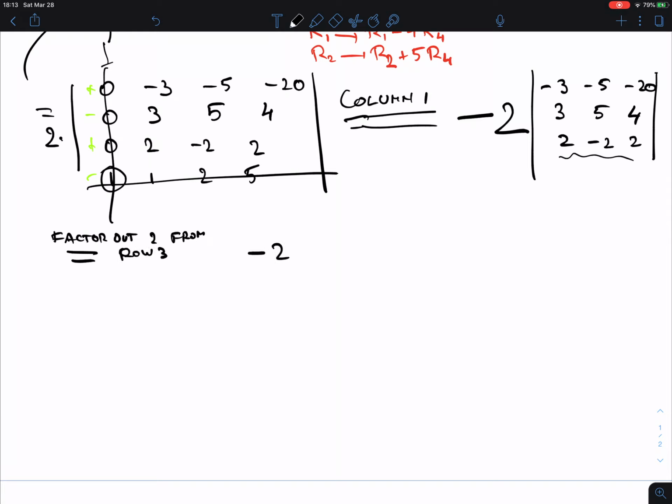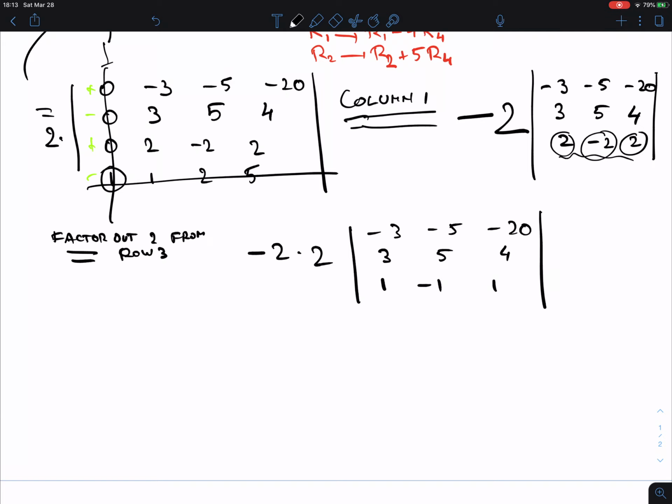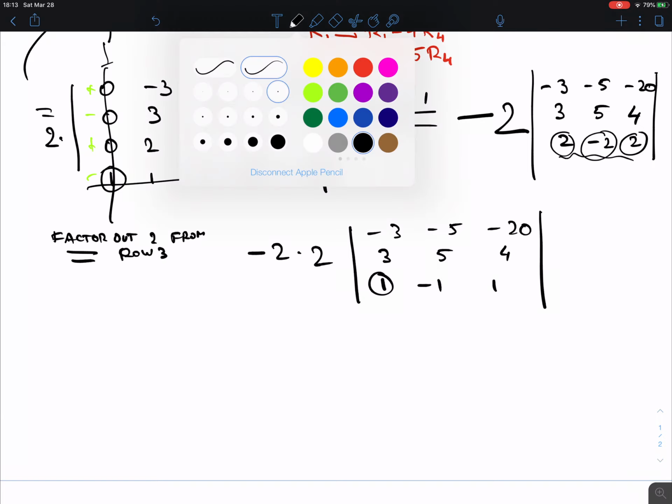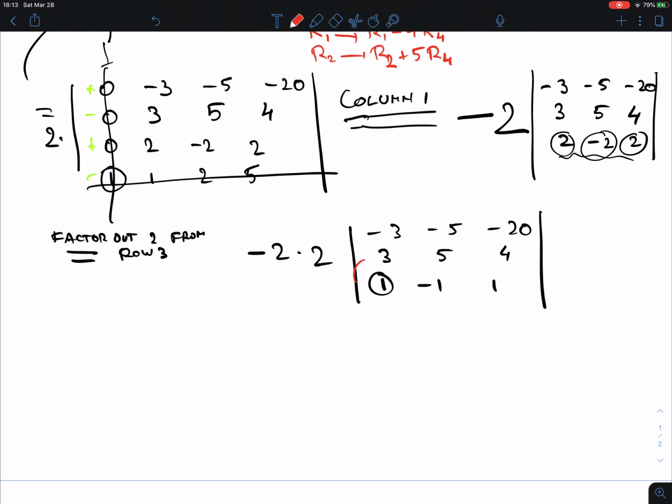Okay, so what is left? Minus 2, that's the thing that we have already. And then another 2, that's this 2 now that comes out, right? I'm going to divide everything by 2 here. And then I get minus 3, minus 5, minus 20, 3, 5, 4. You divide everything by 2 in this row, only in that row. And that's what I'm left with. That's good, because now I have a pivot. I'm going to use that to do row operations to get zeros here and there.